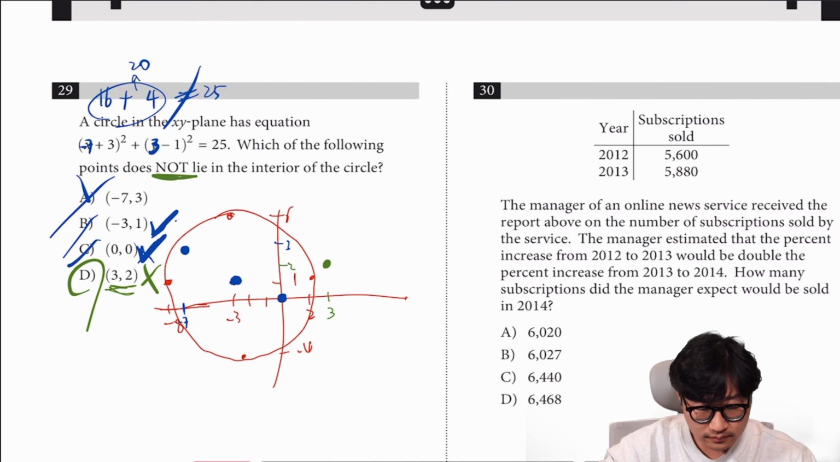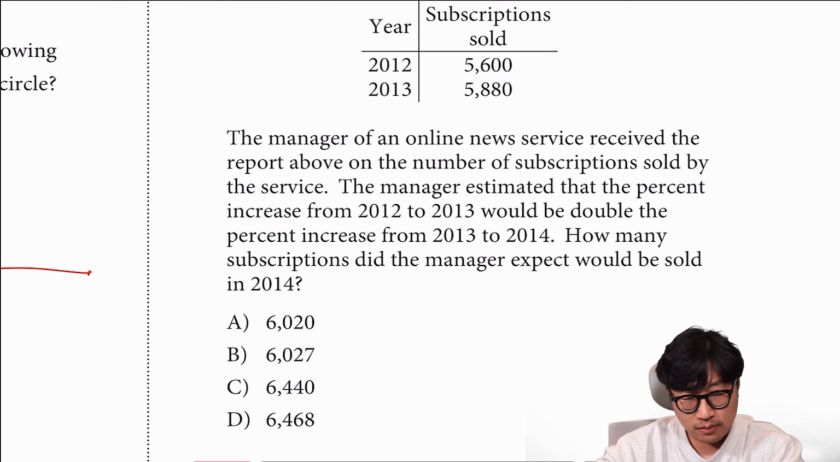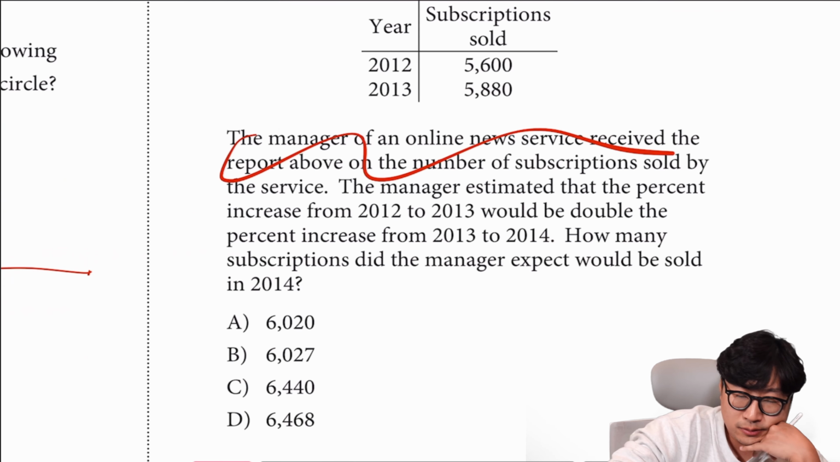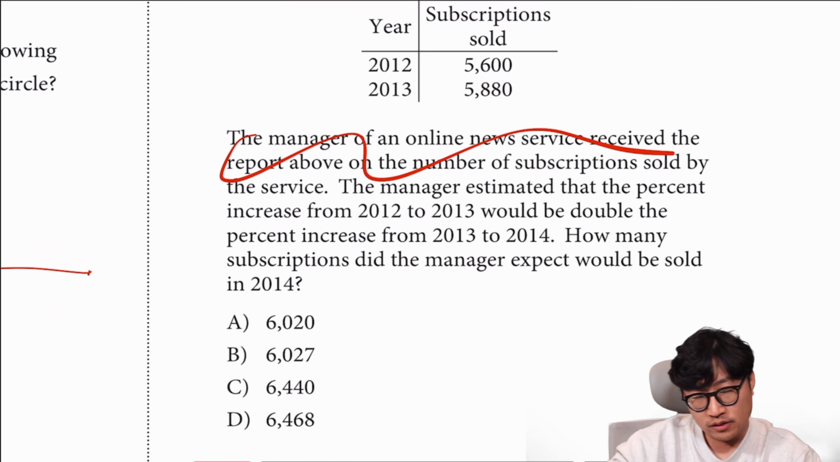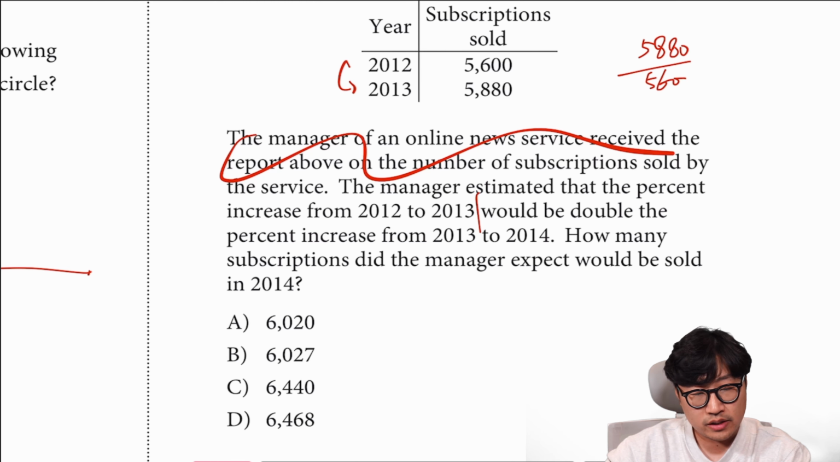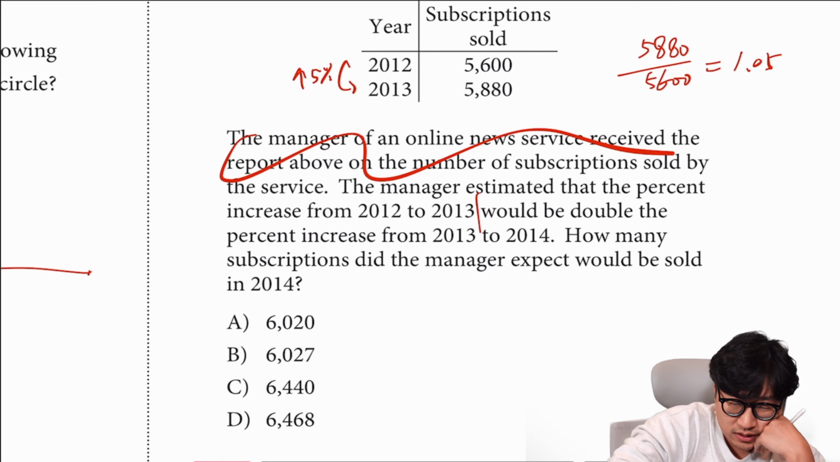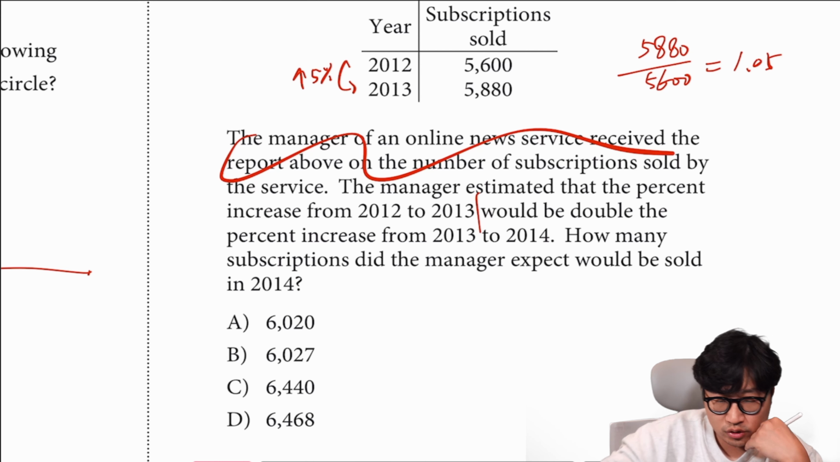Number 30, the manager of an online news service received the report, blah, blah, whatever. The manager estimated that the percent increase from 2012 to 2013, well, hold on, let me just find that. If you just do 5880 divided by 5600, then you're going to get 1.05, so that's going to be a 5% increase. Okay, would be double the percent increase from 2013 to 2014.